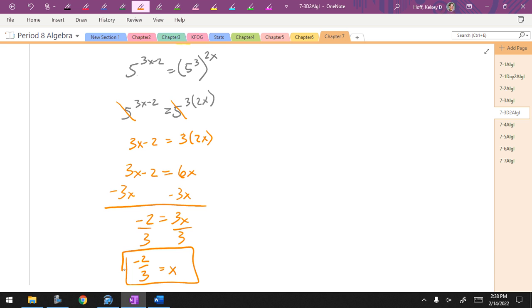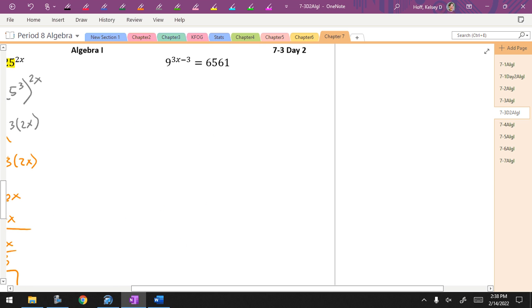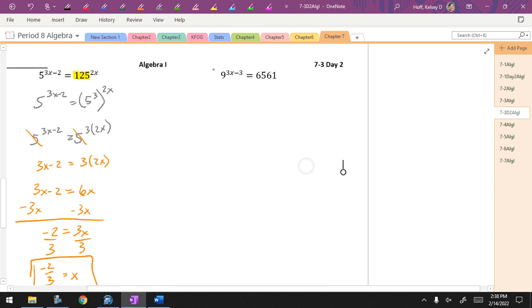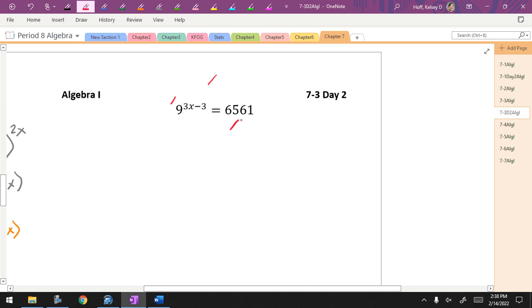Okay. Let's go to the right. 9 to the 3x minus 3 equals 6,561. I'm sure you know exactly what that is, 9 to what power, right? Let me help you. Watch. Use your factor tree. You want a base of 9. Don't guess and check. Rewrite this with a 9 taken out of it.